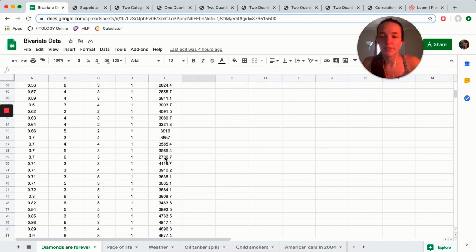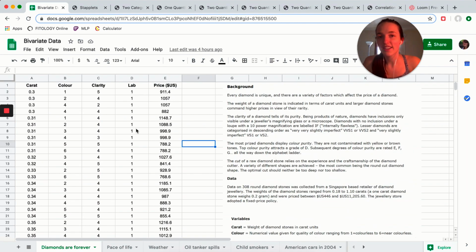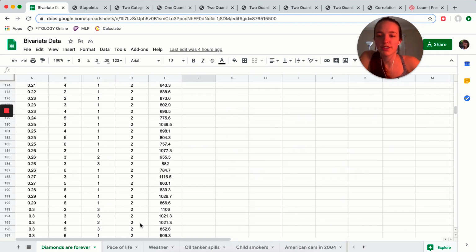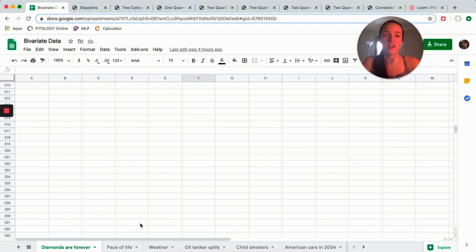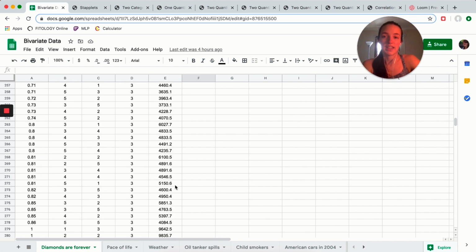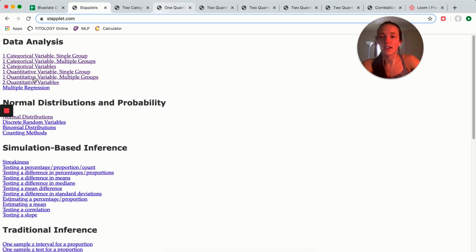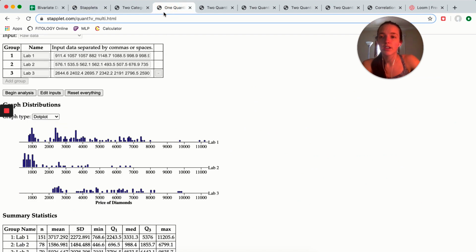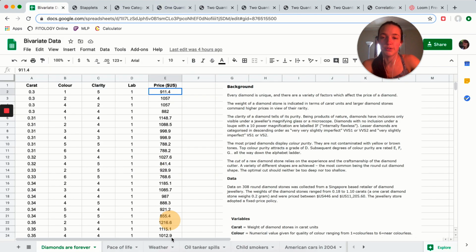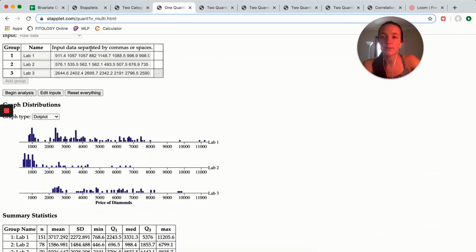And there's only 3. So this is another example where it looks like it's quantitative because the lab has a number, but there's only 3 labs. I wouldn't call that quantitative, I would call that categorical. There's only 3 categories it can fall into. So I went to Scatterplot. I did one quantitative variable, but multiple groups. So I have lab 1, 2, and 3, and I should have mentioned that all you have to do is copy paste. So I just copied everything for lab 1 and pasted it here, lab 2, lab 3.